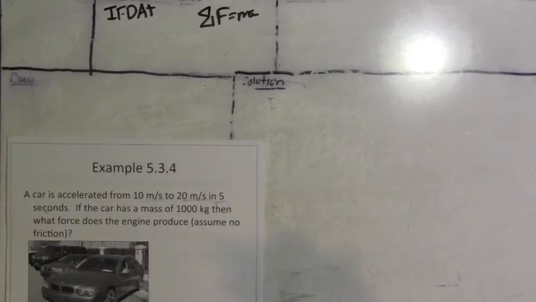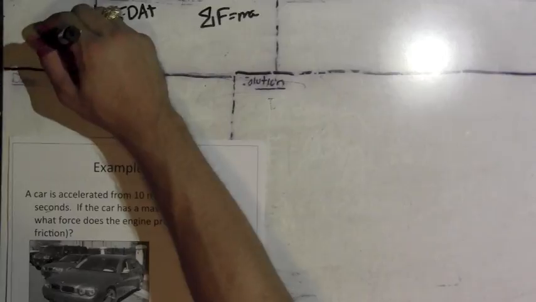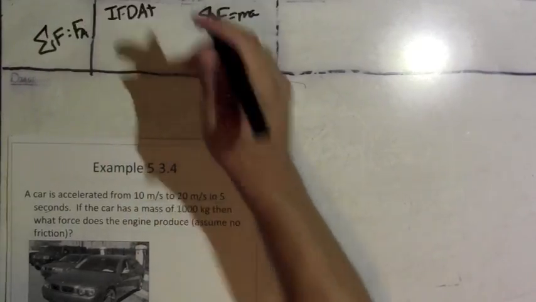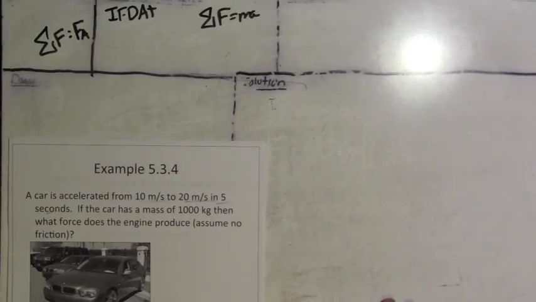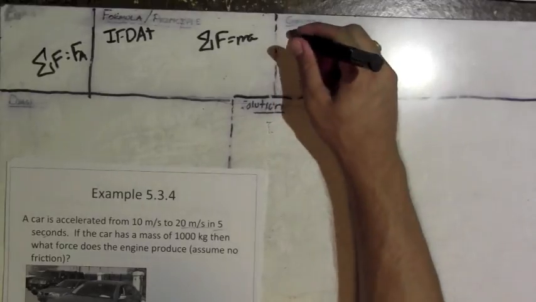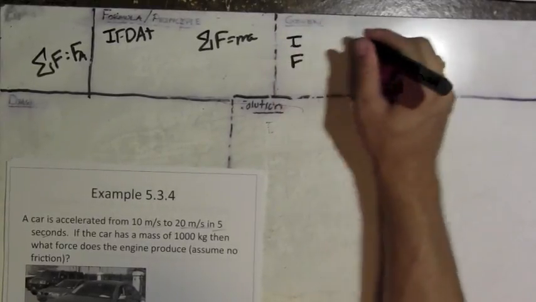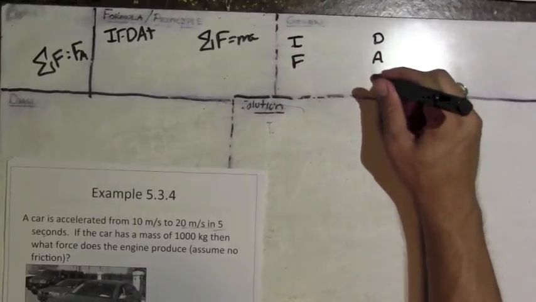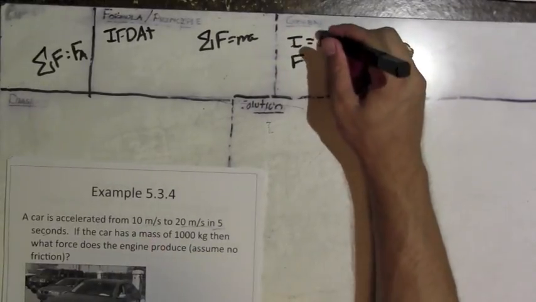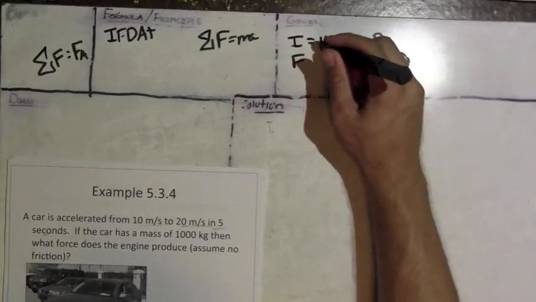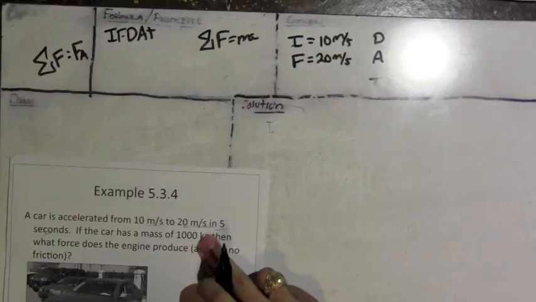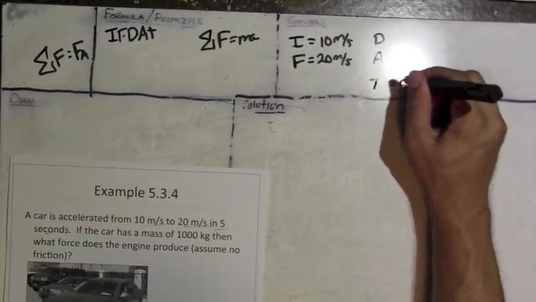And here's another thing. It says assume no friction. So when I'm looking for the sum of the forces, that is, in fact, the force applied by the engine, because there is no friction in this particular case. If you look at what's given, we do our IF-DAT: I, F, D, A, T. The initial velocity is 10, the final velocity is 20, and the time is 5 seconds.